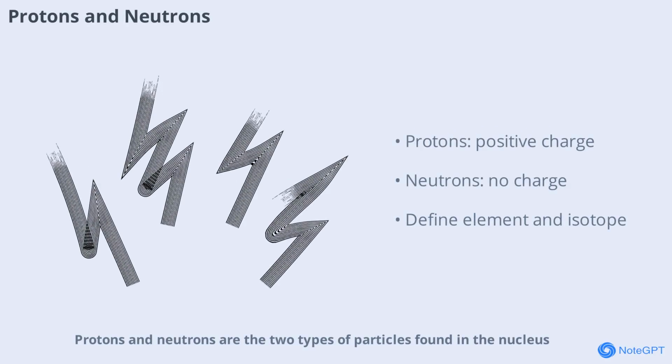Protons and neutrons are the two types of particles found in the nucleus. Protons carry a positive electric charge, while neutrons have no charge at all. The number of protons in the nucleus defines the atomic number and determines which element the atom represents. Neutrons, on the other hand, help stabilize the nucleus and can vary in number, leading to different isotopes of the same element. Together, protons and neutrons are known as nucleons.